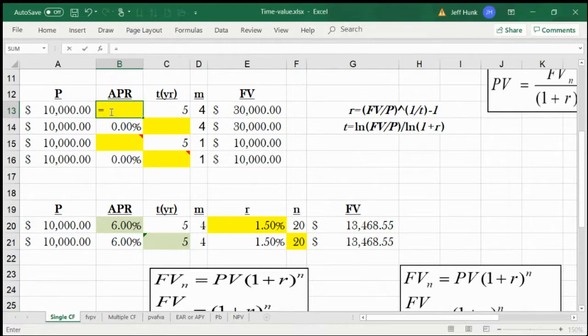And so here, basically, we'll have to do FV over PV, right? FV over PV, and then raised to 1 over N. And our N is, in this case, going to be 20 because 5 years and quarterly compounding, right? So it's not just five because there's quarterly compounding. So we'll have to make that adjustment here. So I have to type in C13 times D13, okay?